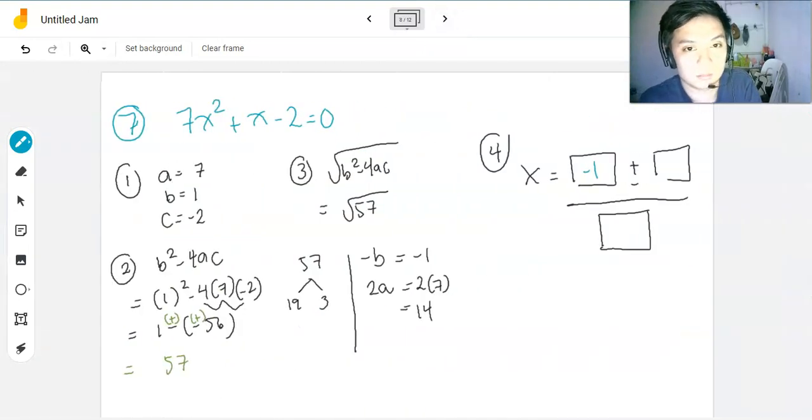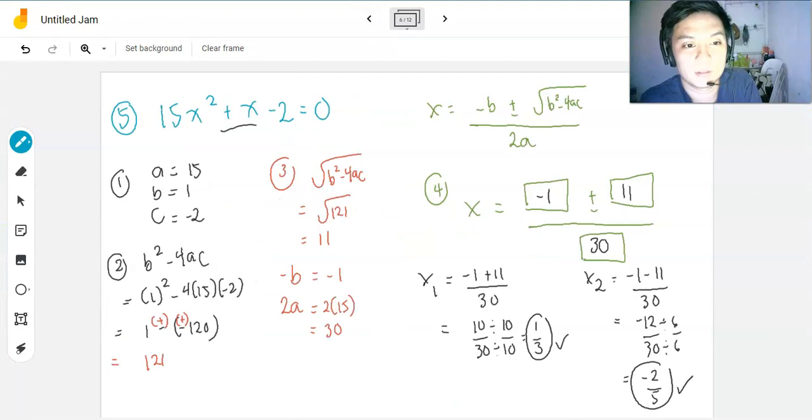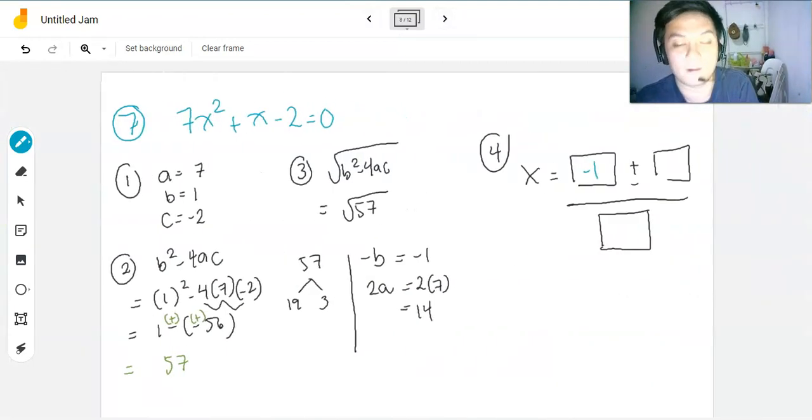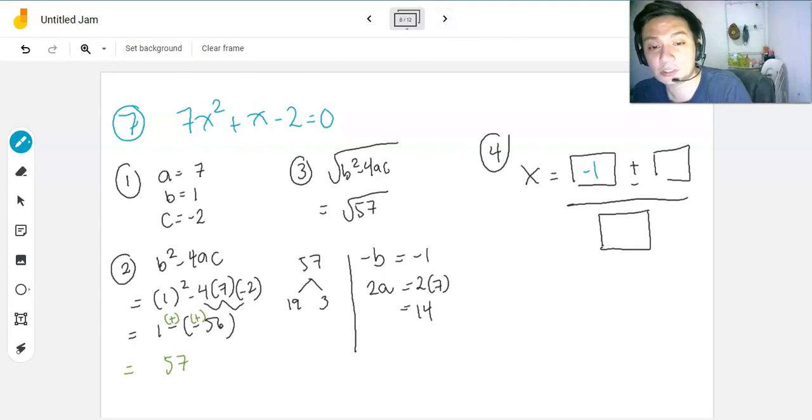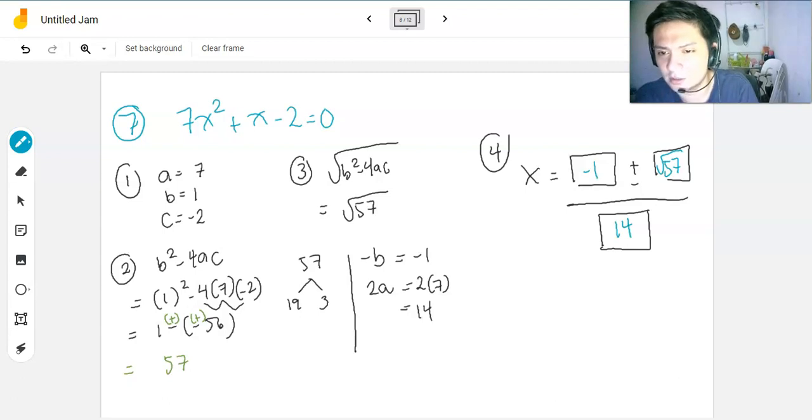Okay. Parehas lang, no? Ano ba yan? Nalilito ba ako? Hindi, tama. Parehas lang kasi lang plus x. So, negative of 1 nga. And then, plus or minus, square root ng discriminant. So, square root of 57 yan. All over, ano yung 2a? 14. Can we still simplify this fraction? Hindi na. So, ibig sabihin, ito na yung mismong sagot.